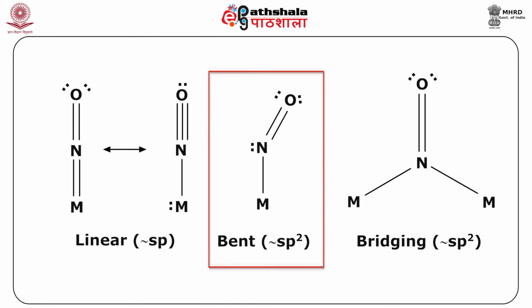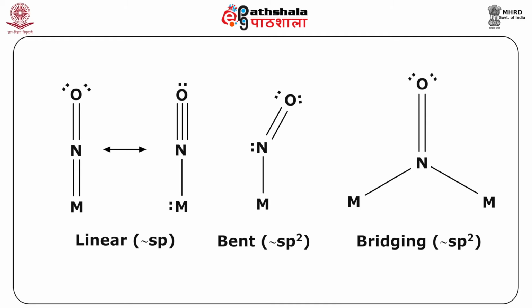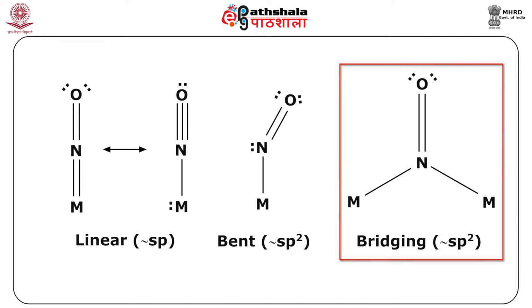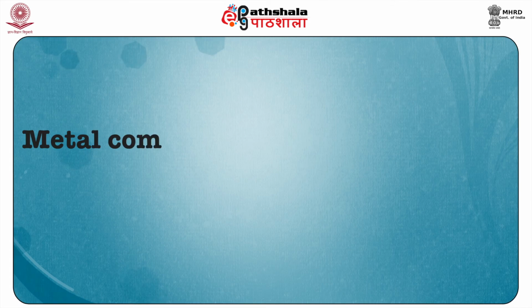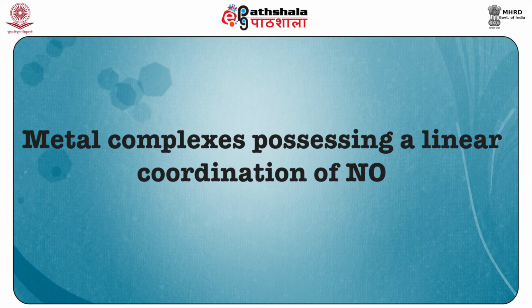180 degrees. The second geometry is bent geometry, where the angle between the oxygen and metal is less than 180 degrees, and the hybridization of nitrogen is sp2. Nitrogen also contains one electron pair. The third type of bonding mode is the bridging mode, where the nitrogen of the nitrosyl is bridging between two metal centers. The hybridization on the nitrogen is again sp2. This time nitrogen does not contain any lone pair.